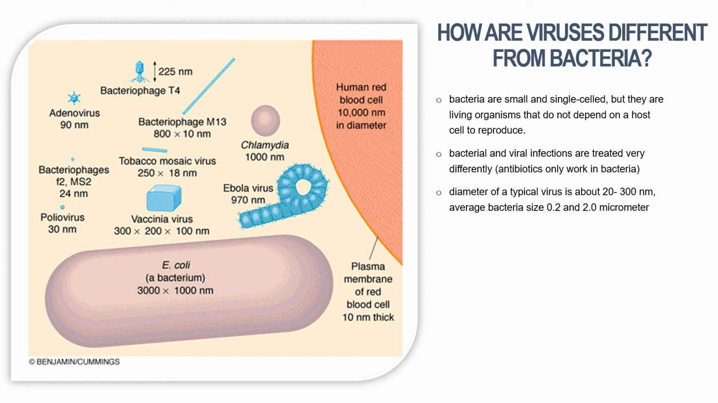So, how are viruses different from bacteria? Well, bacteria are single-celled and considered as living organisms. Bacteria do not depend on a host cell to reproduce. Bacterial and viral infections are treated very differently. Antibiotics only work on bacteria. The diameter of a typical virus is about 20 to 300 nanometers, while the average size of most bacteria is between 0.2 and 2 micrometers.